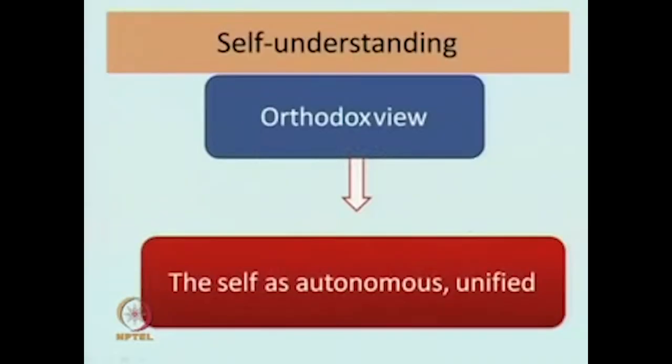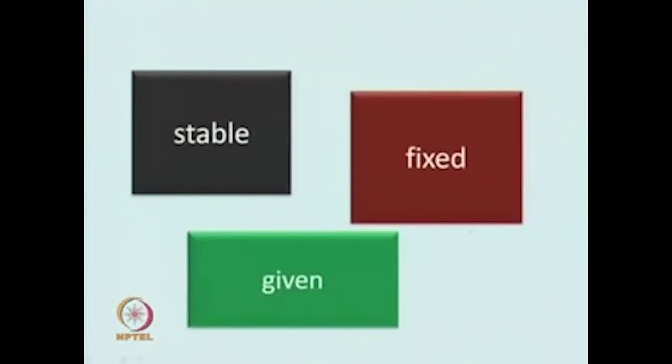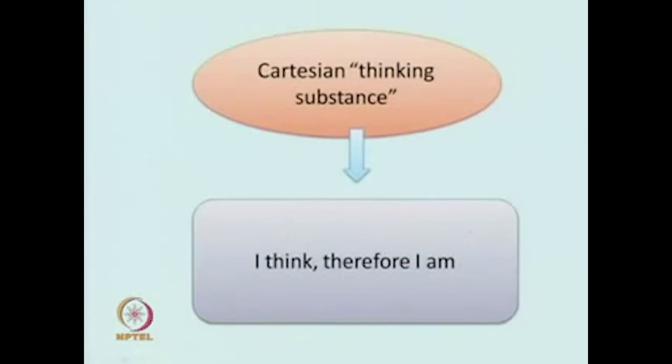Now, the orthodox view of self understanding was a view of the self as autonomous and unified. We previously thought of the self as something completely autonomous, with an agency of its own, and always unified, something stable, fixed, and given. The Cartesian thinking substance, "I think, therefore I am," is what we would call an exemplary way of this older way of looking at the self as autonomous.